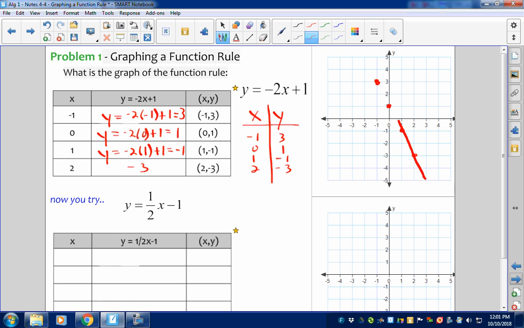And most of our graphs will be continuous. So you can just draw a line through these. Any of these ones where I actually just make a table and draw the graph. Yucky.